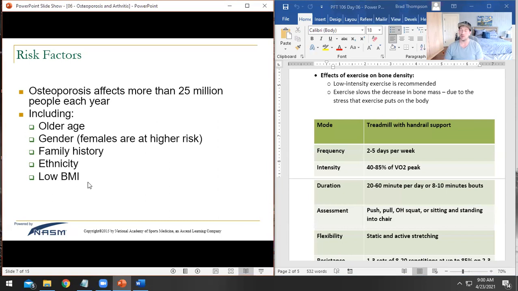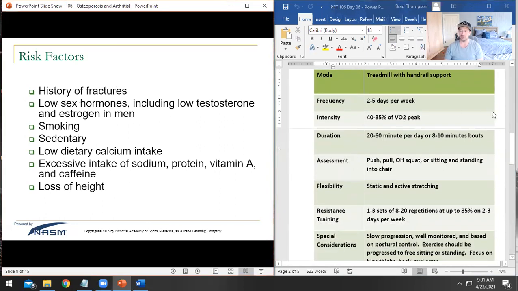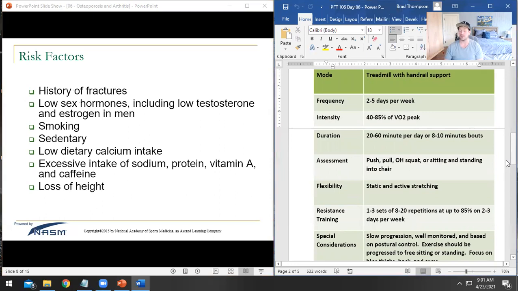So we definitely look for that. And then we do see low BMI as a risk factor for bone density. So if your client is dealing with disordered eating, bulimia, anorexia, anything like that, that is going to be a risk factor for osteoporosis. If they have a history of fractures, not their family, but if they have a history of breaking bones, that's a sign, right? And then we do see low sex hormones, right? Particularly low testosterone in our male clients and low estrogen in our female clients, right? Both of those things are going to reduce your bone density.